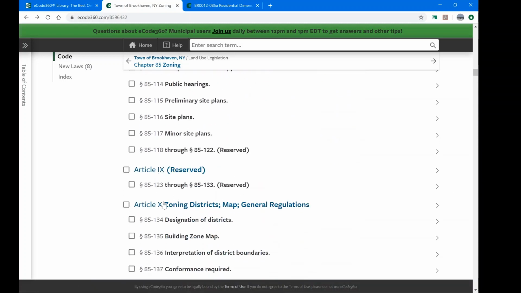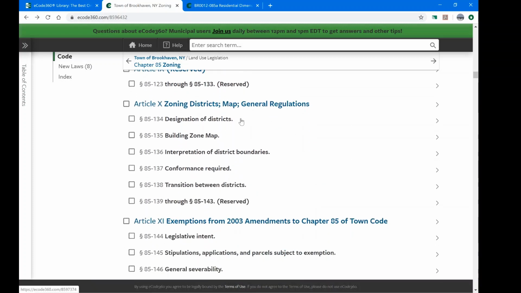And then that takes us through the first 8 sections. Section 9 is reserved for future laws, which they haven't yet made. And then we get into Article 10, which is your zoning district maps. So with this, we'll click on it and show you what we have.